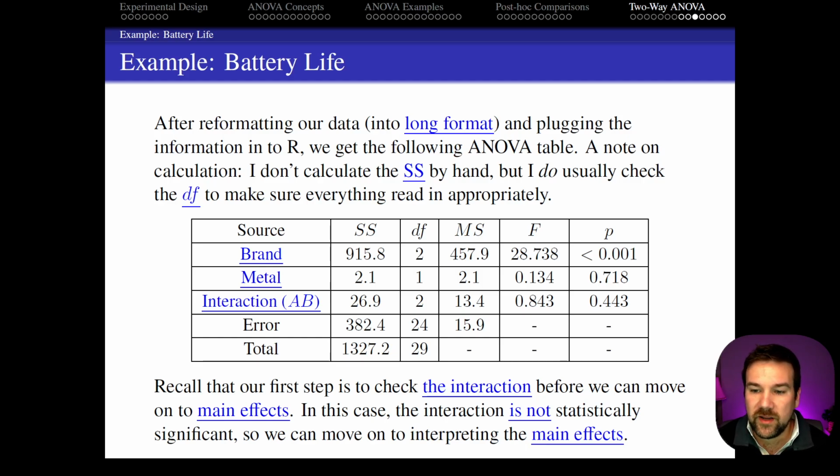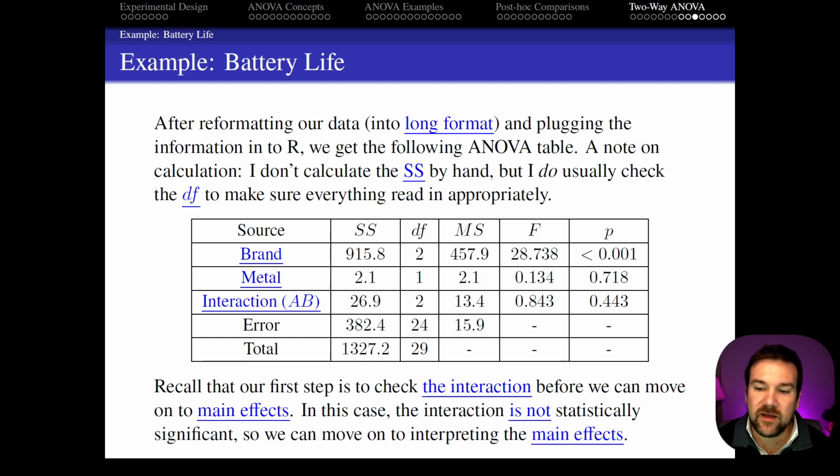So interpreting brand, I know that brand doesn't depend on metal, but it does appear that brand is significantly different. That is, there's a statistically significant difference between those brands. And remember, the interpretation now that I'm doing a two-way ANOVA is not just there's a significant difference between the brands, but there's a significant difference between the brands after accounting for the type of metal used in the battery. For the metal, when I read this, there's not a significant effect in the metal.